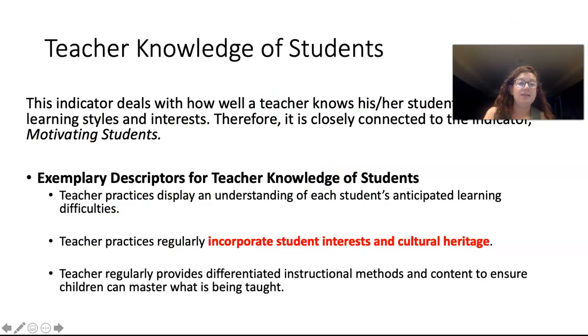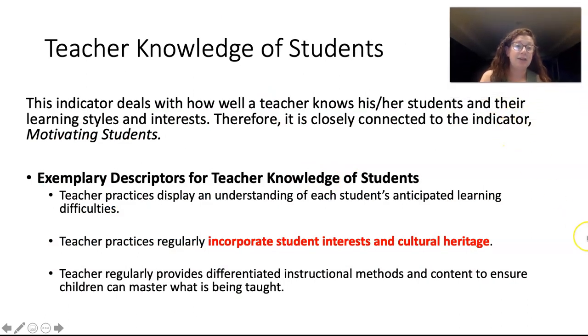All right, and then teacher knowledge of students. I think y'all are great at this, though, and that is, how well do you know your students and how well they learn? And also, if you notice in red, you practice regularly how to incorporate your students' interests and cultural heritage. If you took my EDUC 441 class, that's all we focus on, is how to get to know your students and make those deep connections so that you can motivate your students, so that you know how to pace your lesson, so that you pick the appropriate activities and materials for your students.